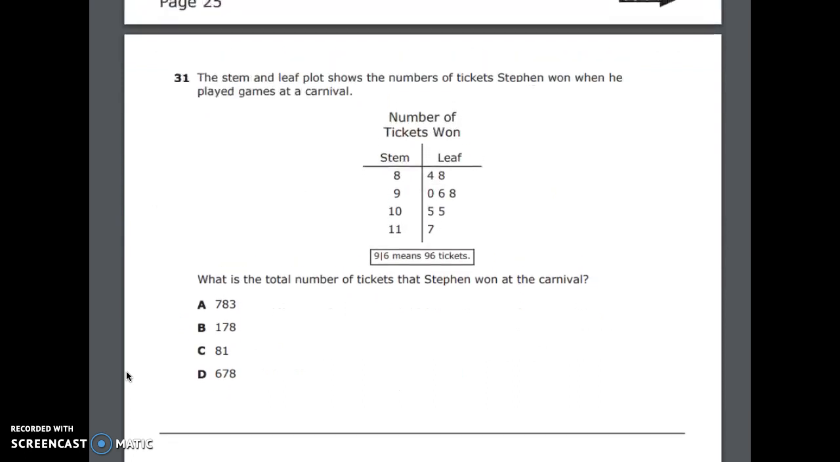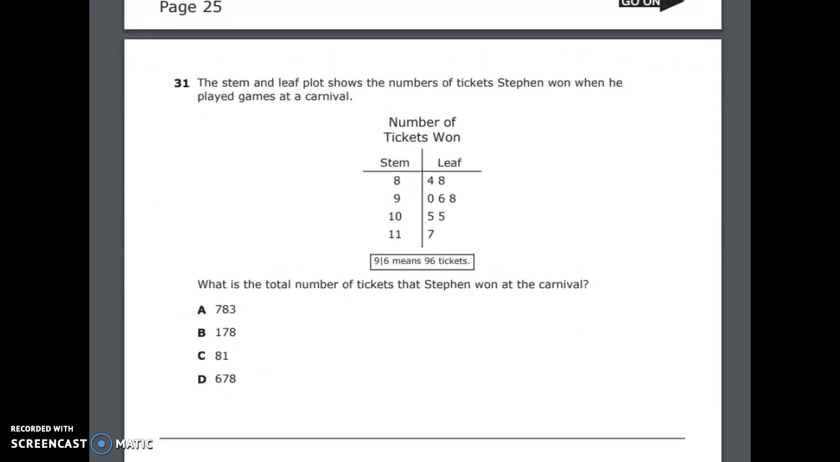Number 31. The stem and leaf plot shows the number of tickets Stephen won when he played games at a carnival. Number of tickets won, stem, leaf. 9, line 6 means 96 tickets. What is the total number of tickets that Stephen won at the carnival?